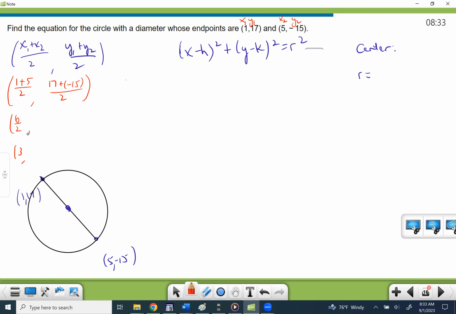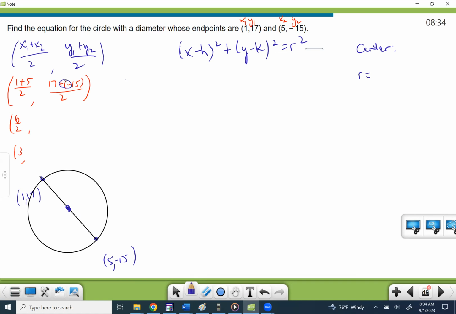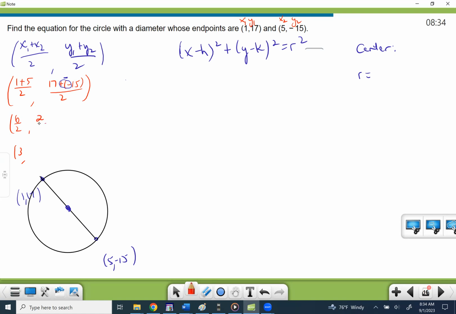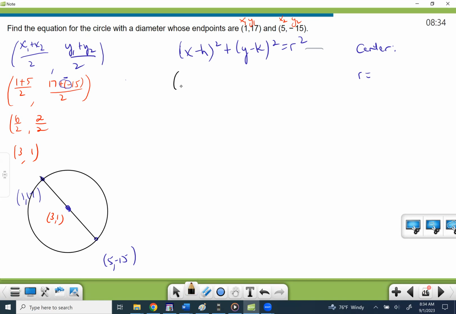17 plus -15. A positive times a negative is a negative, so this is really just going to be a minus. So 17 minus 15 is 2. So it looks like 3, 1 is where the center is. So remember, change the signs when you substitute it in. If it's a positive 3 here, it'll be a -3. If it's a positive 1 here, it'll be a -1.